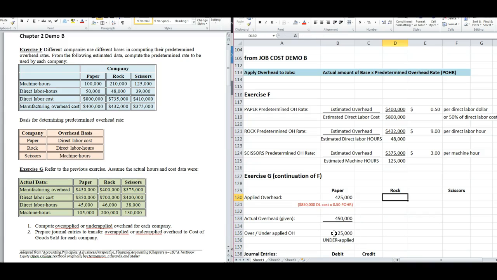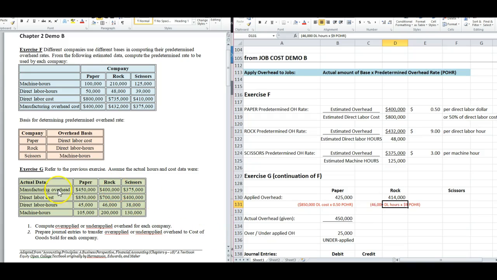Okay, let's continue with Rock. Rock had a predetermined overhead rate of direct labor hours. The number of direct labor hours for Rock, using the green chart, it says direct labor hours under Rock were 46,000. So we're going to take 46,000 direct labor hours, and we're going to multiply it by the $9 predetermined overhead rate we calculated up here. We calculated the overhead rate using the estimated figures. So once we take the 46,000 times 9, we see that overhead for Rock is $414,000. This is what was applied to jobs.